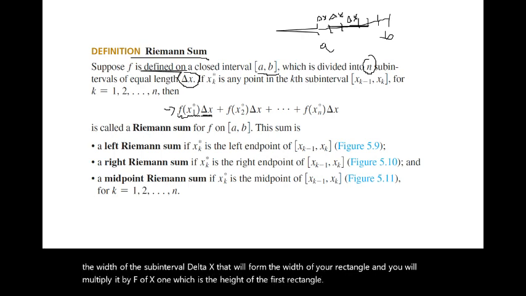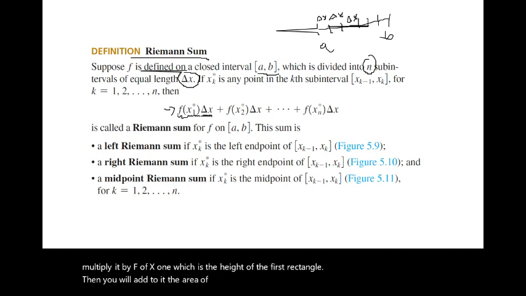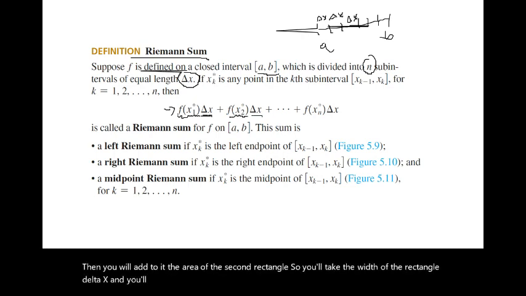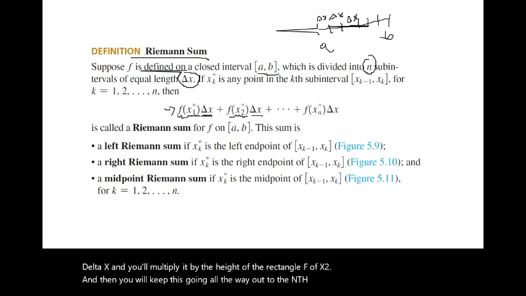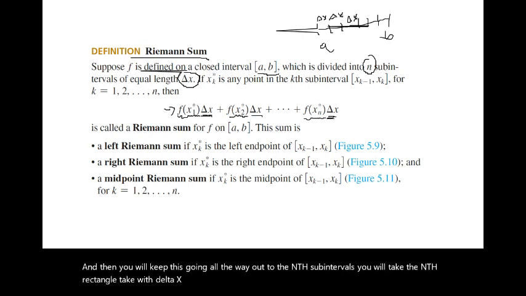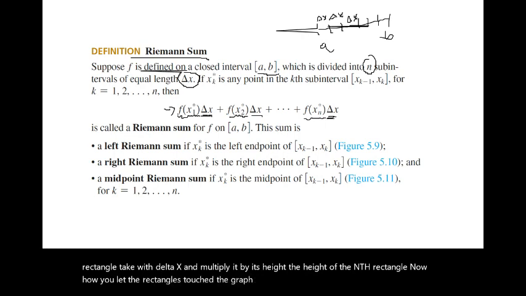Then you will add to it the area of the second rectangle. So you'll take the width of the rectangle, delta x, and you'll multiply it by the height of the rectangle, f of x2. And then you will keep this going all the way out to the nth subinterval. So you'll take the nth rectangle, take its width, delta x, and multiply it by its height, the height of the nth rectangle. Now, how you let the rectangles touch the graph will give you three different Riemann sums.